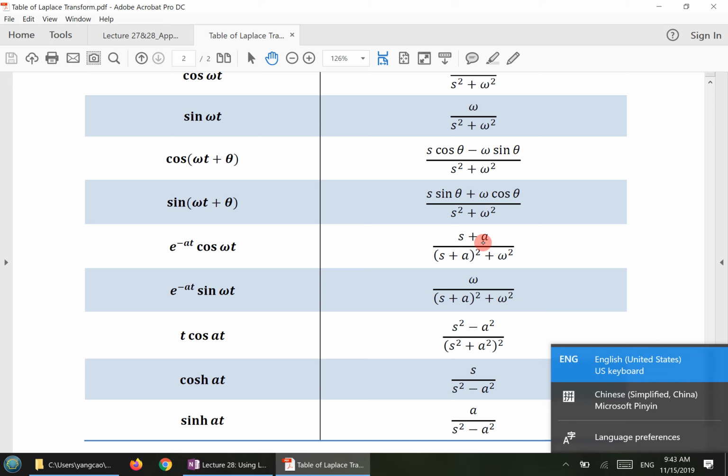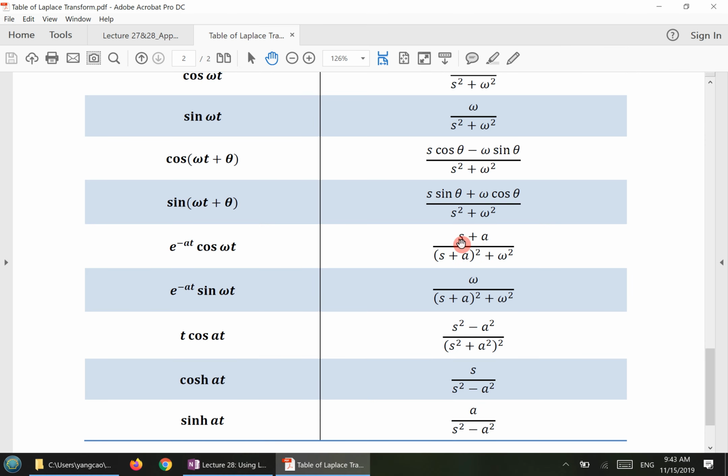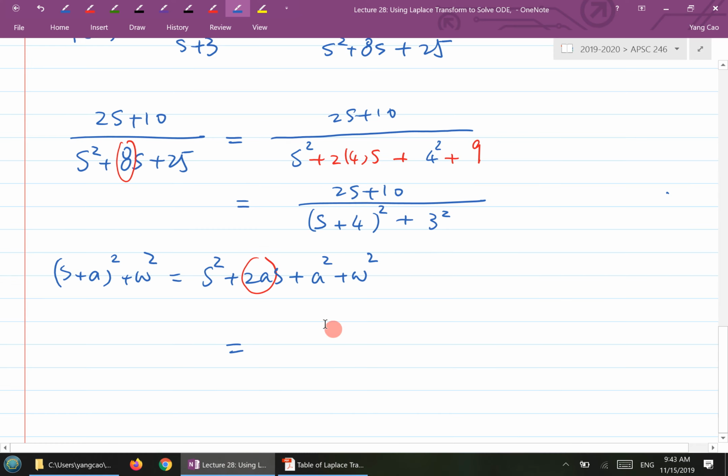Then I'm going to manipulate the top to match this and that. If I want to find the inverse, I can write this and inverse this, and write that and inverse that. So let's rewrite the top into exactly the format. See the top, this is s plus a, and this is also s plus a. So I want to write the top into s plus a. s plus a is s plus 4.